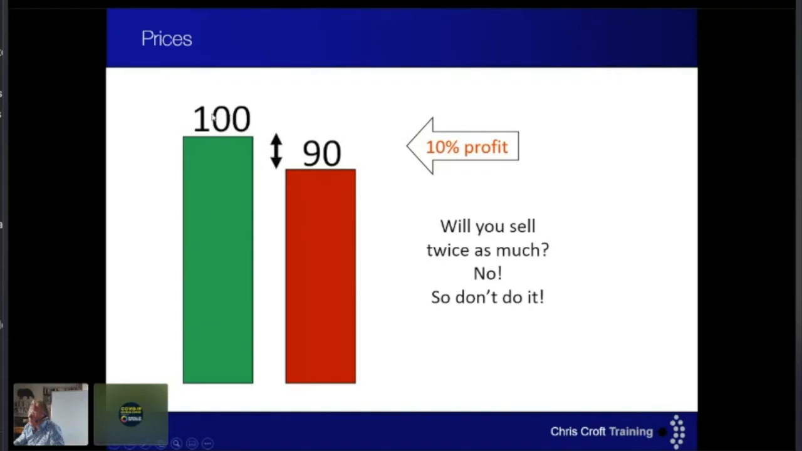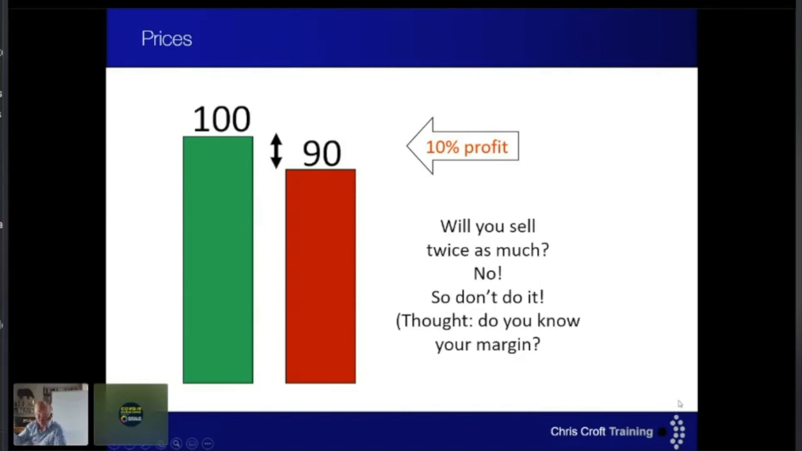Your profit, if you cut your price from 100 to 95, you're only making a profit of 5 now. And you've got to sell double for it to be worth it, and you won't. So the first thing is, don't cut your price in order to sell more. But it does raise the thought, do you know what your margin is? Do you know what your costs are? Do you know whether you're making a 10% or a 20% or a 50% margin?